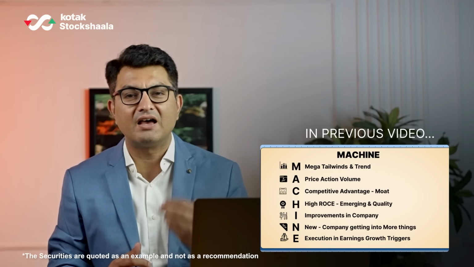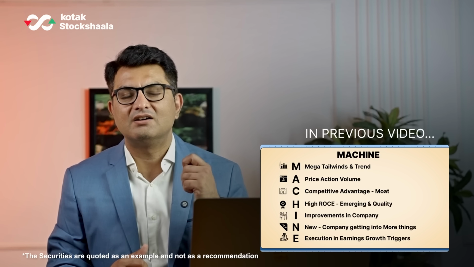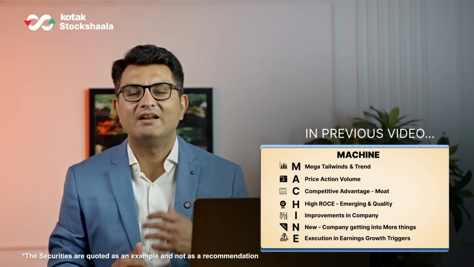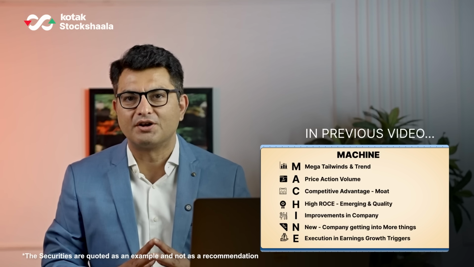H stands for high ROCE, and I stands for improvement, N for new, and E for execution of earnings growth trigger. Now this is specific to core portfolio companies. Now these are the companies which we want to hold for the long term, and we have a very long term time horizon for that.